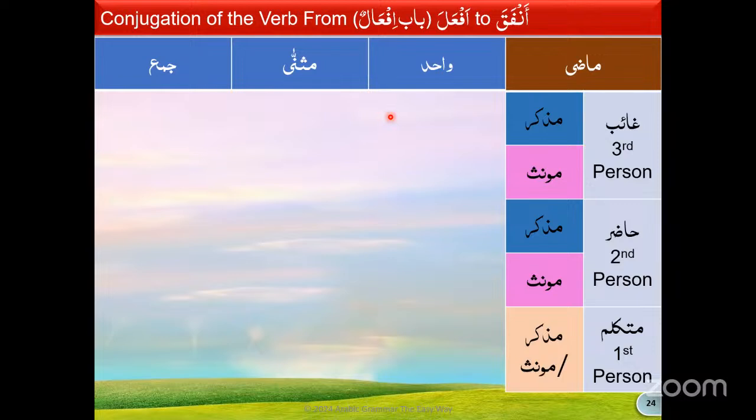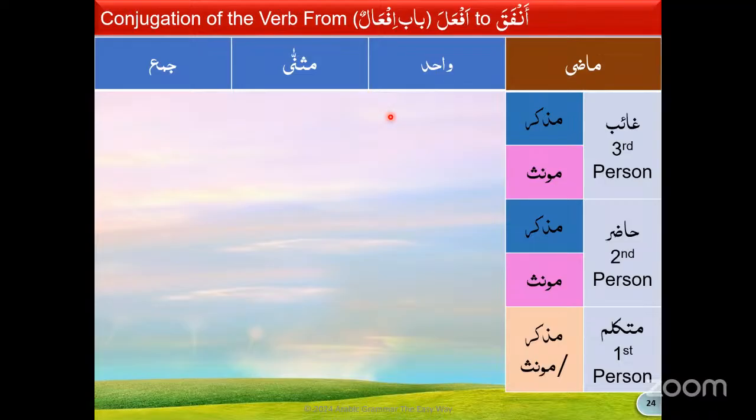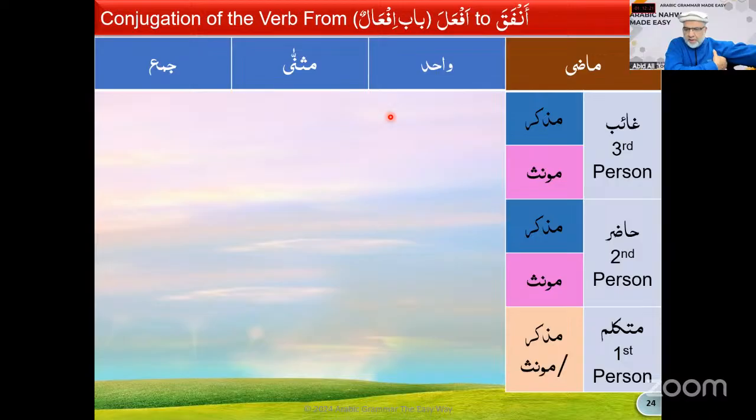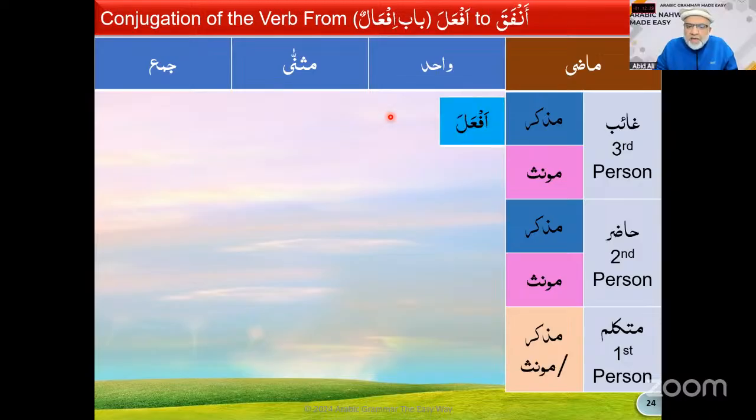Your job: I'm telling you on Bab If'al, I'm giving you noon, fa, and qaf. What are the words which come out from noon, fa, and qaf? To spend in charity, right? Nafaqa, anfaqa. Yes, nafaqa will be he spent. Noon, fa, and qaf.